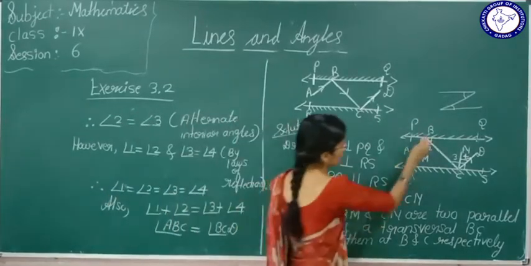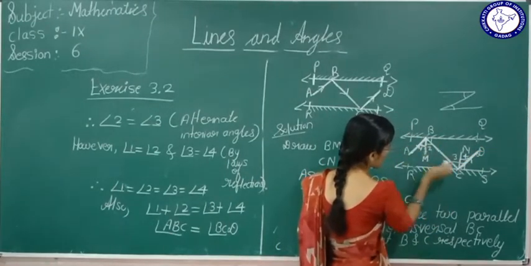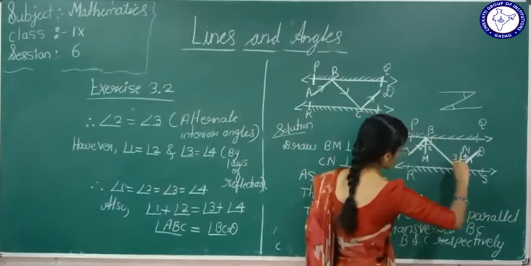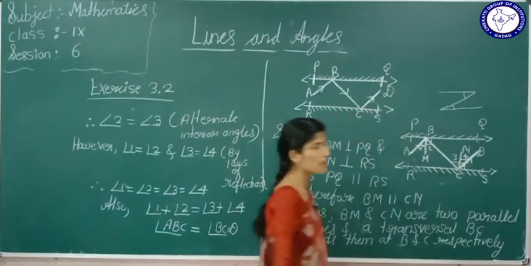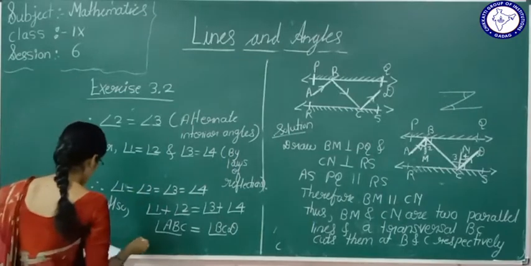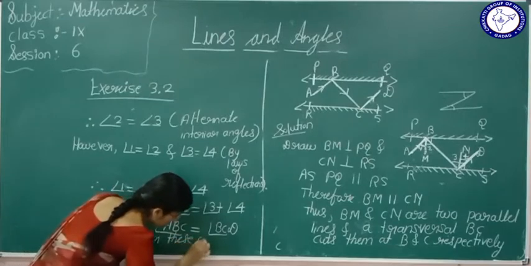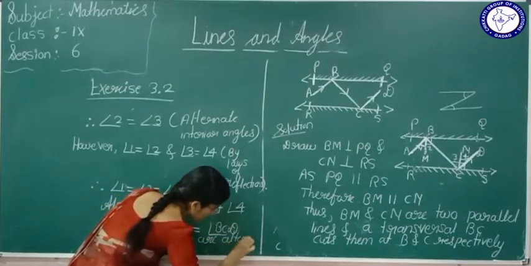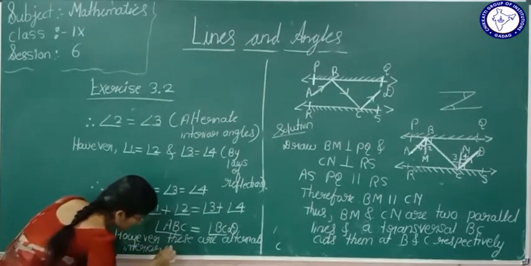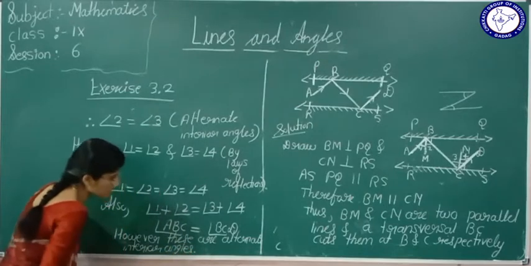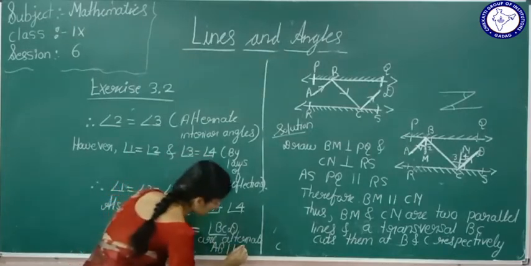Now see, these two lines are there, and this is a transversal. If these two angles are equal, definitely these two are parallel lines. However, these are alternate interior angles. Therefore, what we can tell? AB is parallel to CD.